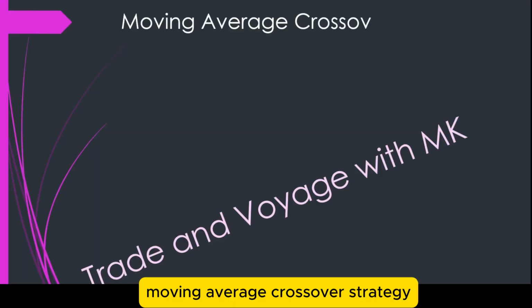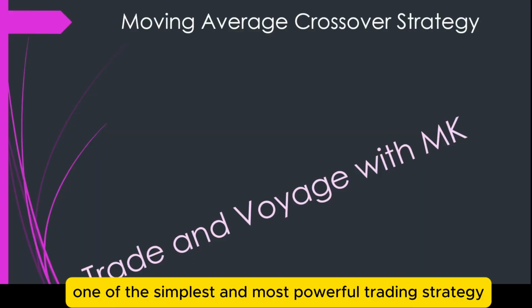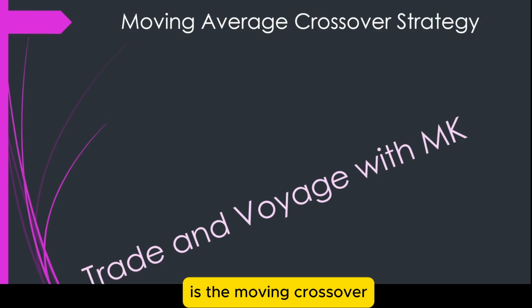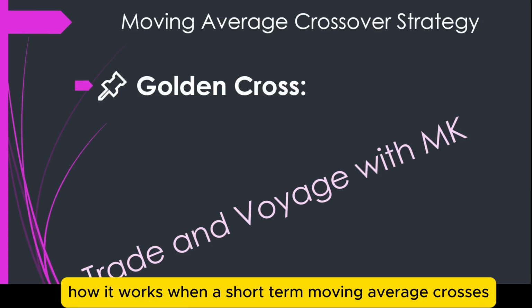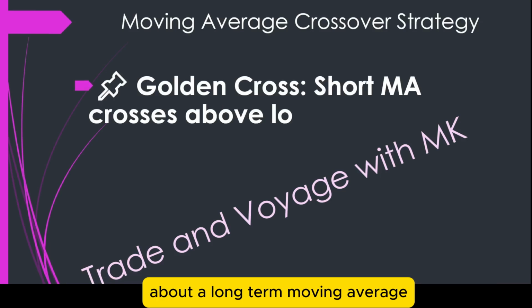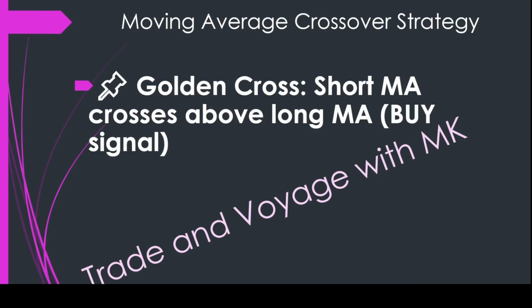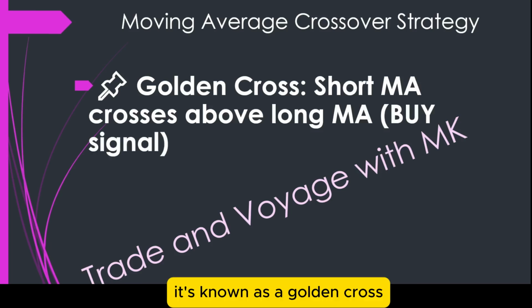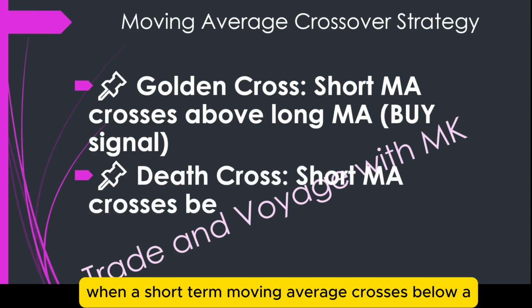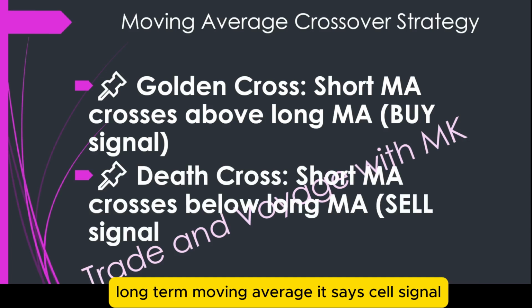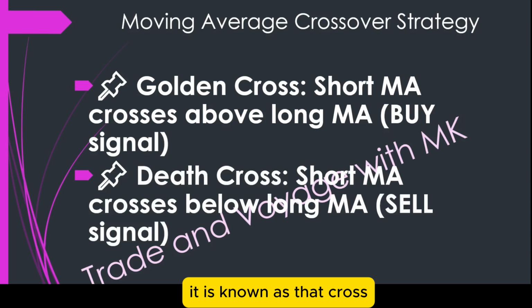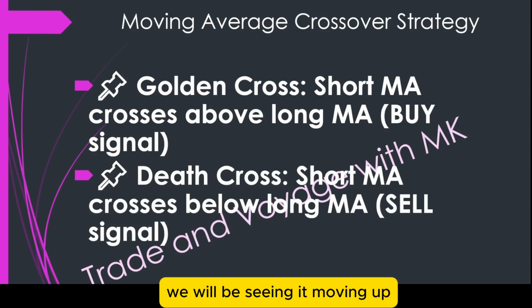Moving average crossover strategy. One of the simplest yet most powerful trading strategies is the moving average crossover. How does it work? When a short-term moving average crosses above a long-term moving average, it's a buy signal. It's known as a golden cross. When a short-term moving average crosses below a long-term moving average, it's a sell signal. It is known as a death cross.